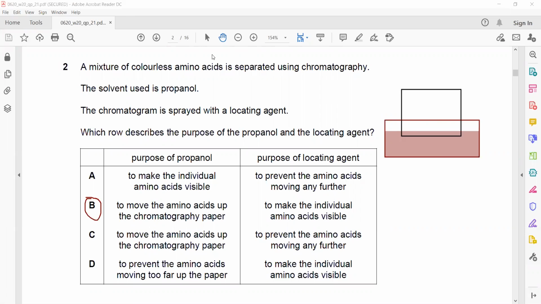So you place a chromatogram in a solvent and place the amino acids, which are colorless, you will not see any spot. But when this chromatogram soaks up this propanol, it will rise, and when it rises, it will take the amino acids with it. And then you use a locating agent to make this visible. So the propanol moves the amino acids up the chromatogram, and the purpose of the locating agent is to make them visible.